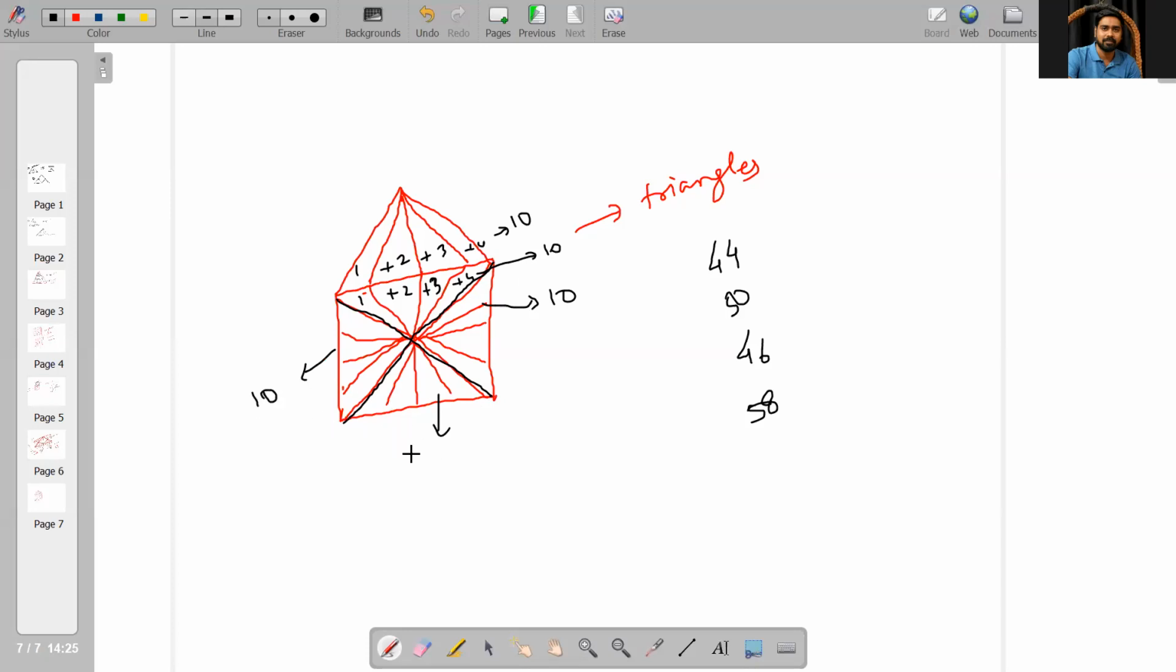कितने हो गए? 50. यहाँ से 10 मिल गया, यहाँ से 10 मिल गया, यहाँ से 10 मिल गया, यहाँ से 10 मिल गया, यहाँ से 50 तो ऐसे ही हो गया. So 44 is out of the question now. 44 is not the correct answer. Now coming to 50, that is also not possible.